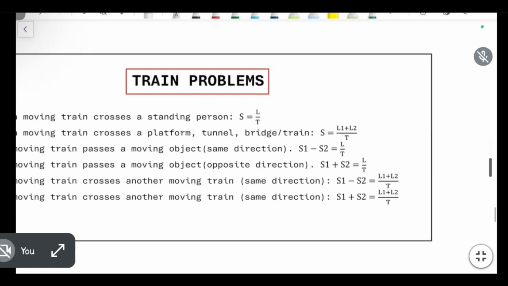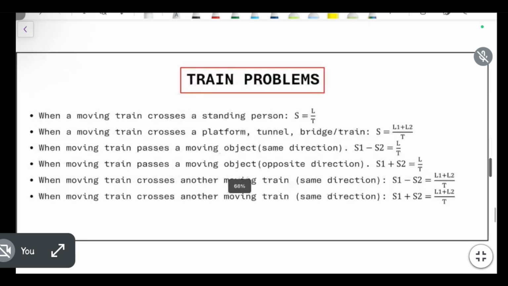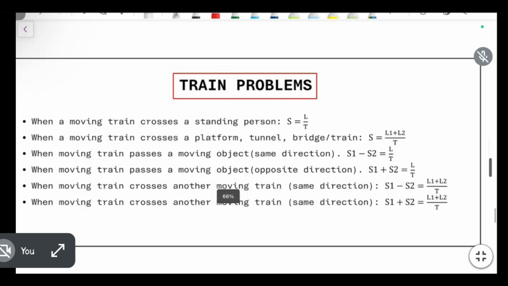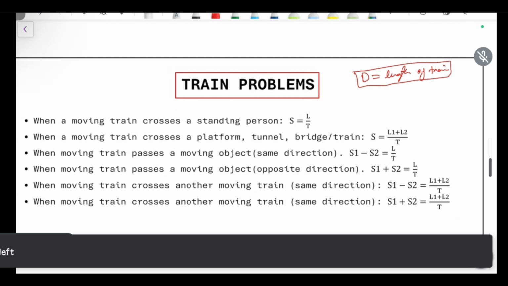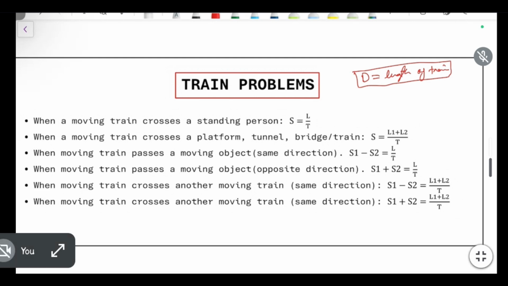When we solve a problem based on train, always remember the distance traveled will always be equal to the length of the train. Earlier when we were solving circular track, distance was equal to the length of the circular track, but in train problems, distance will be equal to the length of the train. If there is only one train, then the distance will be L only. But if there are two trains, then it will be L1 plus L2.